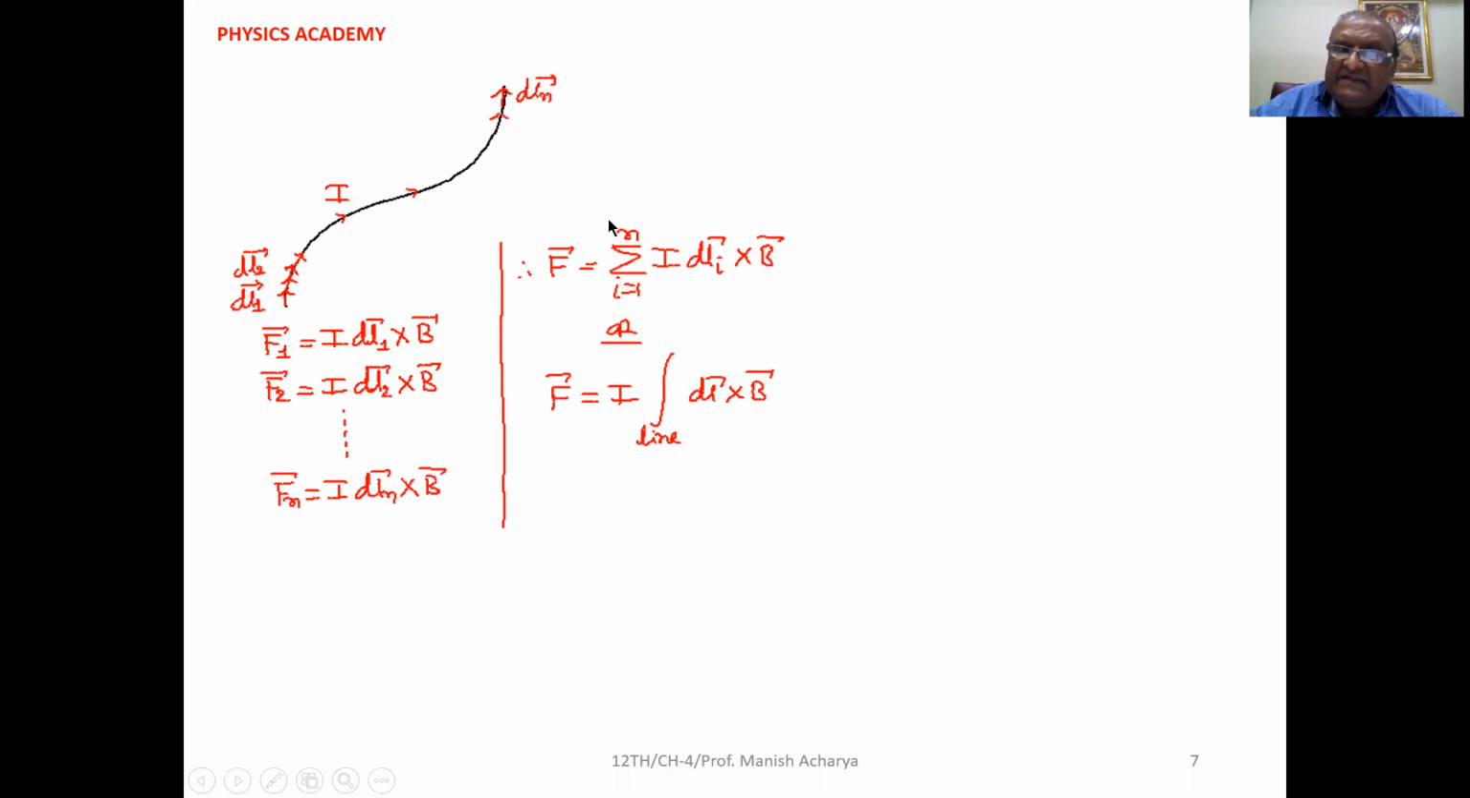And this summation we can represent by integration also. Here I is constant throughout the conductor. So we can write the resultant force F equal to I integral of dl cross B, and this integration should be carried out over the length of the conductor. Clear to all of you?